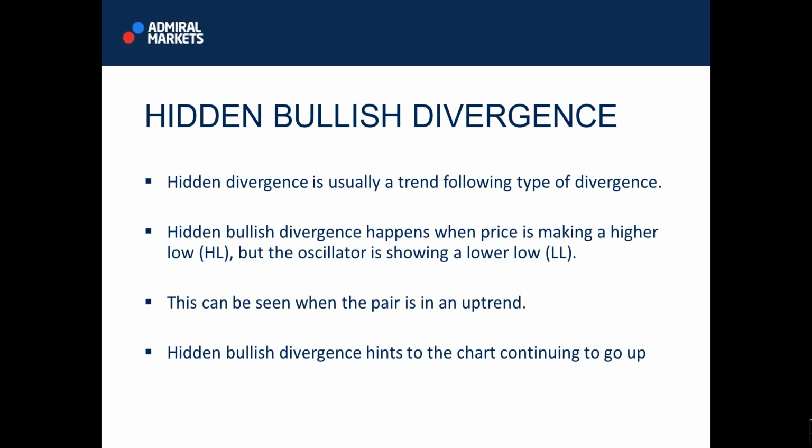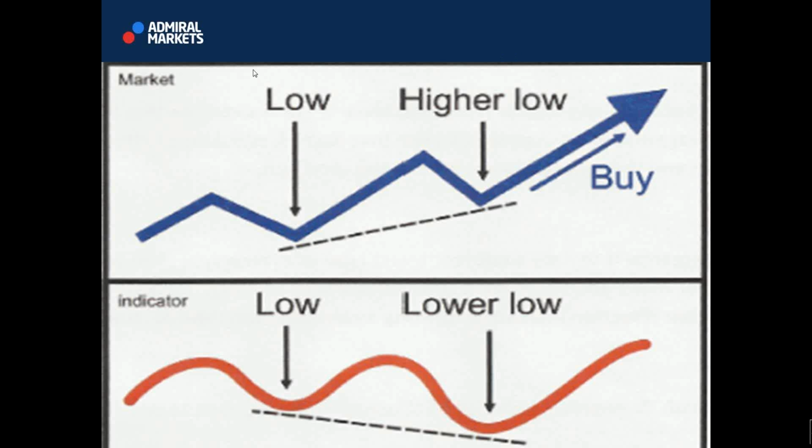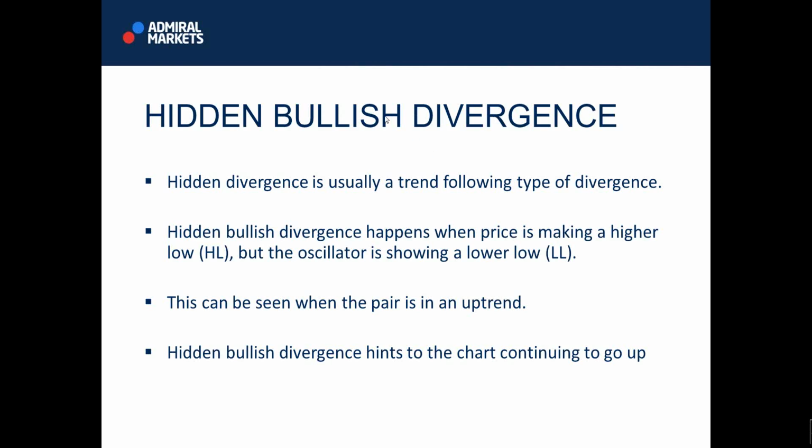We have hidden bullish divergence, usually a trend following type of divergence. Hidden bullish divergence happens when price is making a higher low, but the oscillator is showing a lower low. This can be seen when a pair is in an uptrend, and hidden bullish divergence will tell you that the chart will go up. So price is making a higher low, but at the same time, the indicator has made a lower low. In this case, the price will go up. So this is hidden bullish divergence.